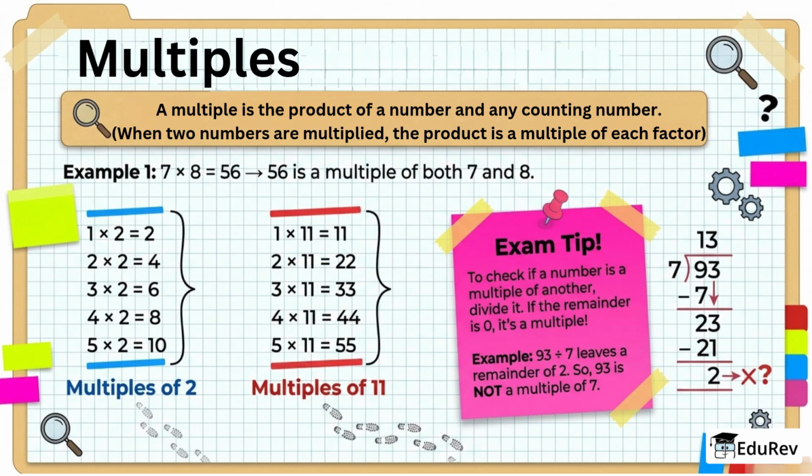Here is a brilliant exam tip. To check if a number is a multiple of another, divide it. If the remainder is 0, it is a multiple. For example, 93 divided by 7 leaves a remainder of 2. So 93 is not a multiple of 7.